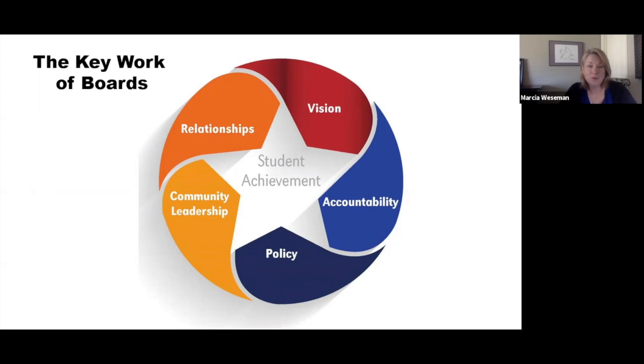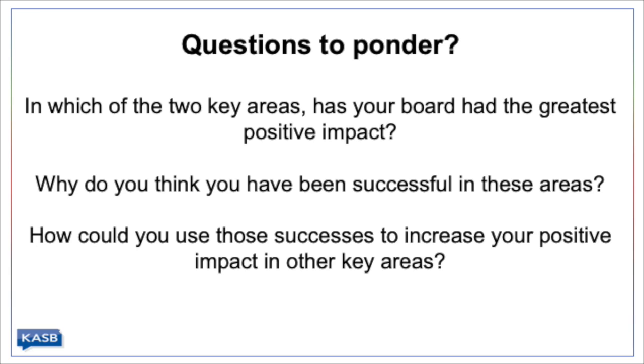Okay, so as we pull all of this together, those 5 areas: vision, accountability, policy, community leadership, and relationships, all come together to influence student achievement. Now think about this as we move into the next aspect of board leadership.